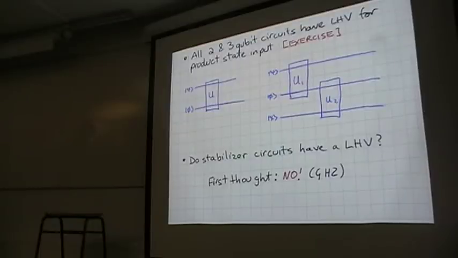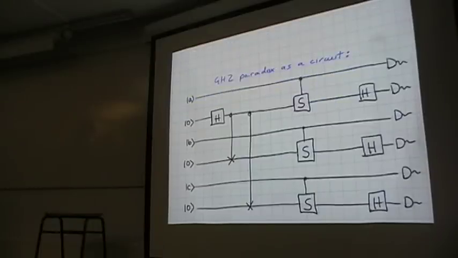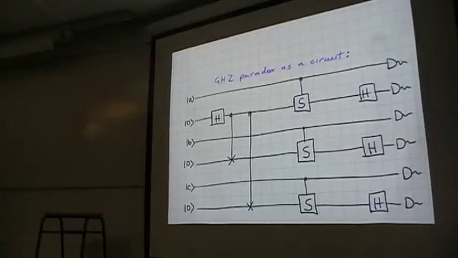But if you go and look at trying to write down the GHZ paradox as a circuit, here's the sort of thing that you would end up writing down. You would say, well, I can create the GHZ state here by these gates acting on fixed computational basis input states.